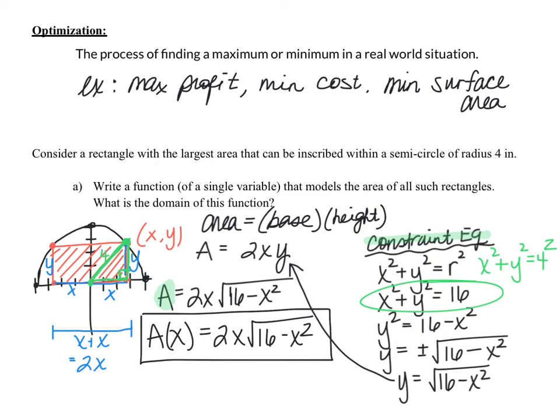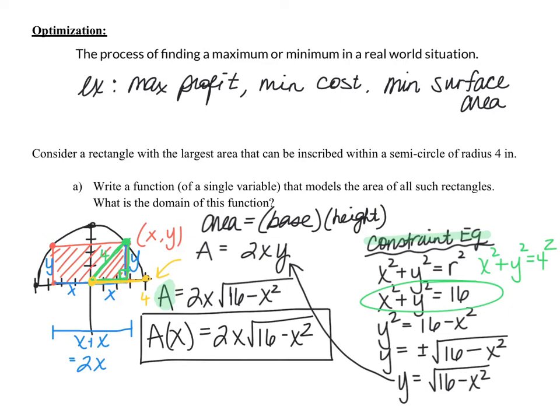So what are the largest and smallest values that x could take on, basically? If we look at our diagram, again, starting at the origin, the largest that x could possibly be, since x is this horizontal distance, would be 4. Because if x was any larger than 4, then we would lie outside of the semicircle, and we need to be within that semicircle. So the largest that x could be would be 4.